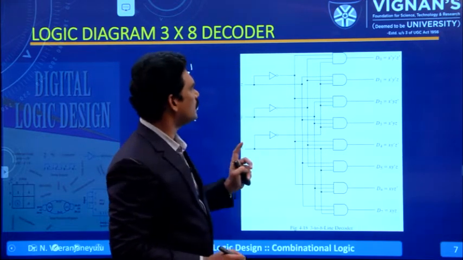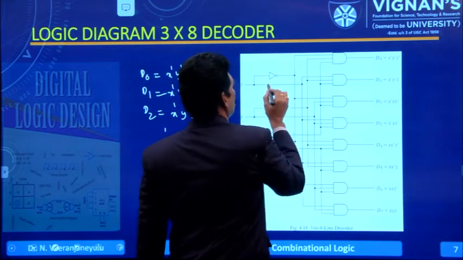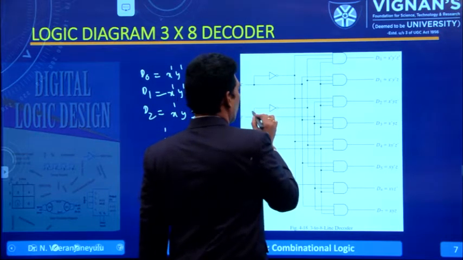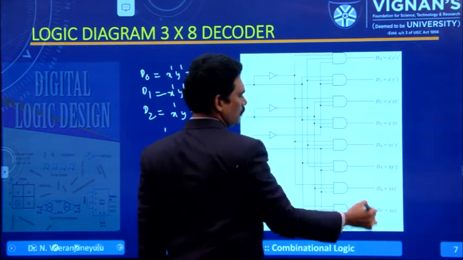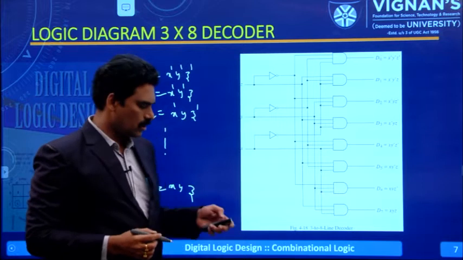So what are the inputs for this? x bar, y bar, z, and so on: x bar, y bar, z bar, like this. This is the logic diagram for the 3 to 8 line decoder.